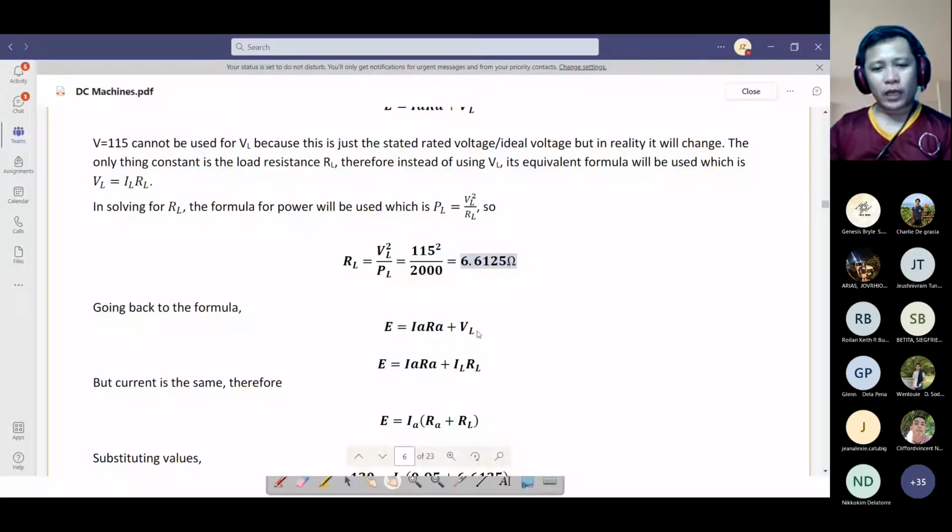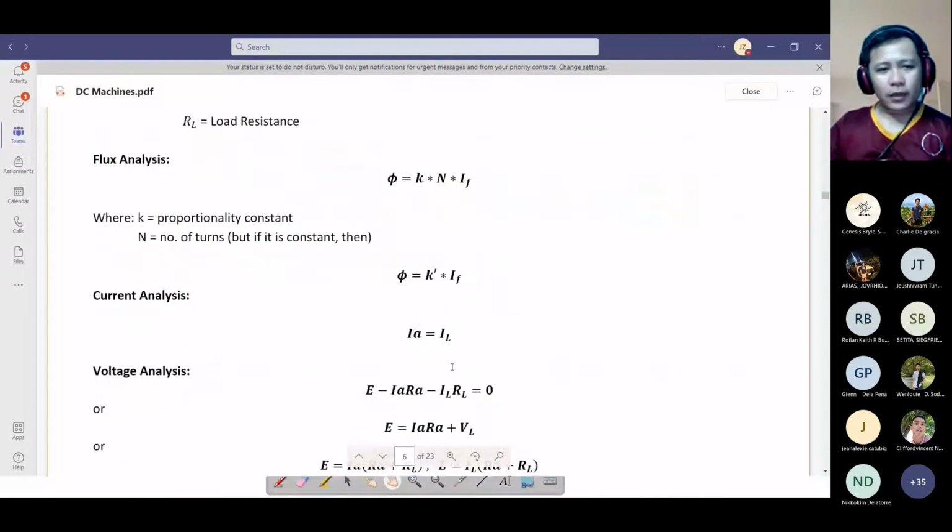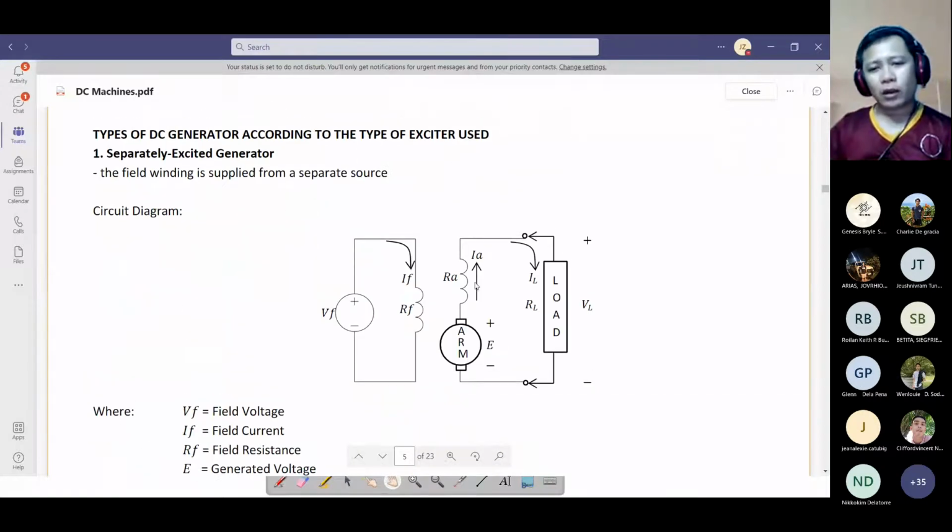If we're going to change VL into I times R, and take note, okay, take note, current is the same. For current analysis, the armature current is just the same as the load current because, recall, they are just in series. Series na sila. Therefore, ang current equal na rin na.